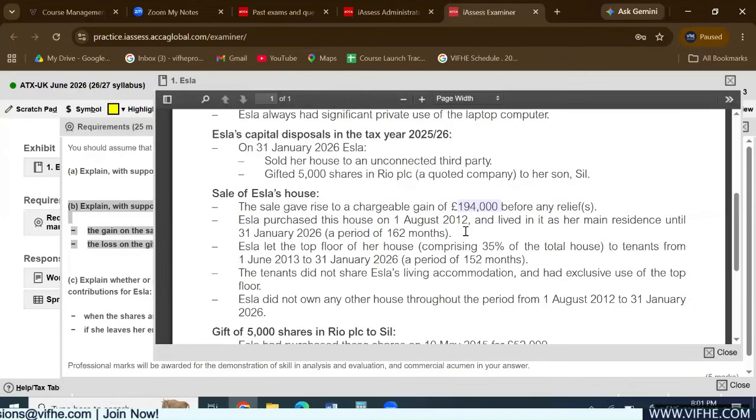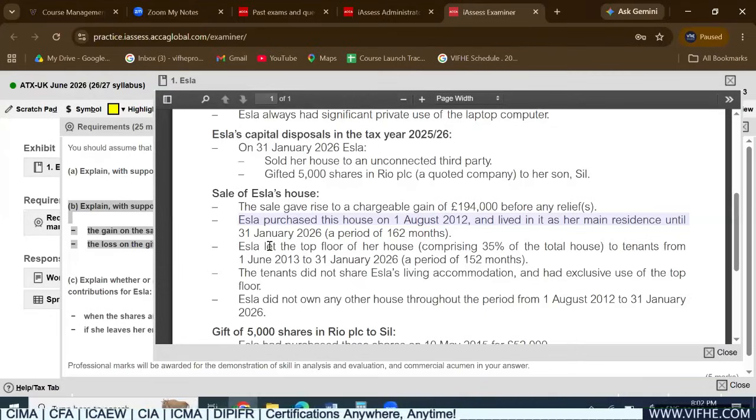See, it is Elsa's only residence starting from the date when she purchased the house on 1st August 2012 till 31st January 2026. And fortunately, they have calculated the months for you as well. This gives rise to a period of 162 months. So from the date of purchase till the date of disposal, she had lived in the property. So this was her period of occupation.